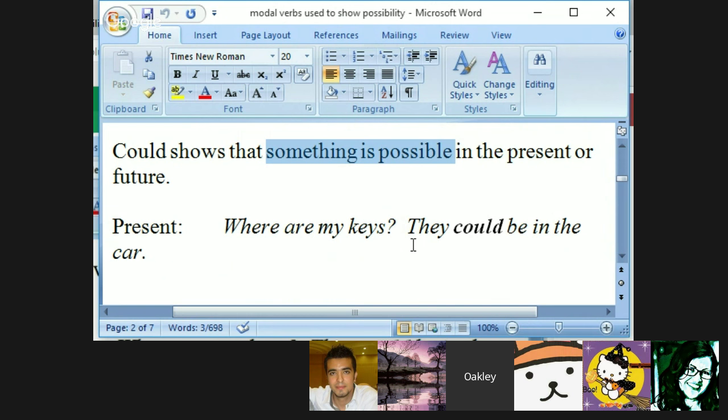What are the other possibilities? They could be in the car. They could be in the closet. They could be on the shelf. They could be on the bathroom sink. They could be any one of a million different places. So depending on how many options are possible, that would determine the odds, I suppose.